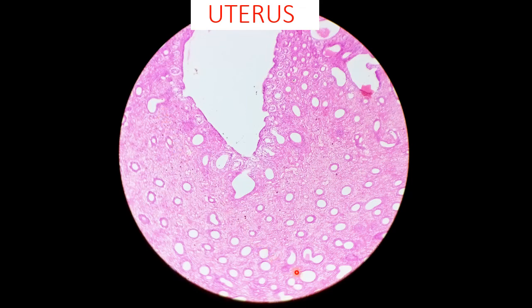In some places you can identify the arteries, called spiral arteries. And the middle thick muscular layer can be seen in the myometrium. Here I am showing you only the endometrium. In the endometrium we can identify these uterine glands and the spiral arteries.